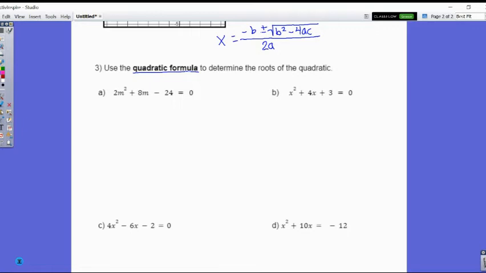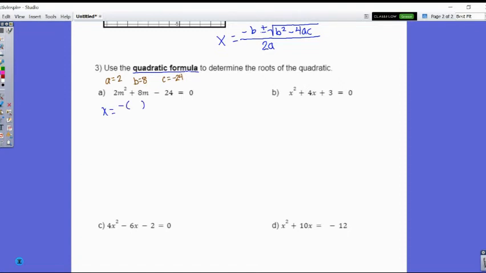So when I look at part A there, I'm going to identify all of my pieces because it's got to be in standard form. I need everything on one side of the equation and set equal to 0 so that I can identify in here, a is my first coefficient, 2, b is the next coefficient, that's positive 8, c is the constant all on its own, that's negative 24. We use these and we start plugging in.